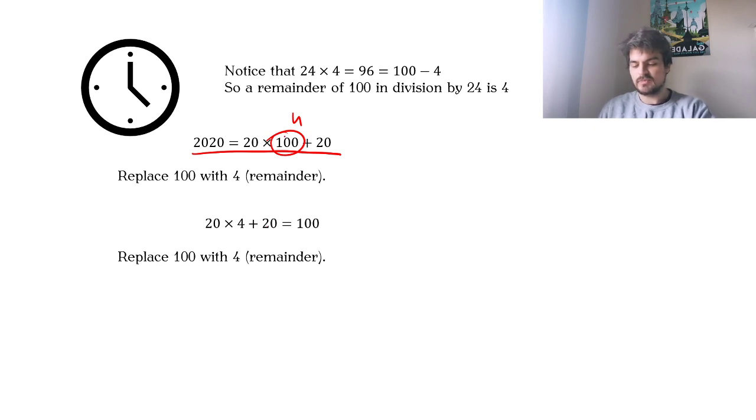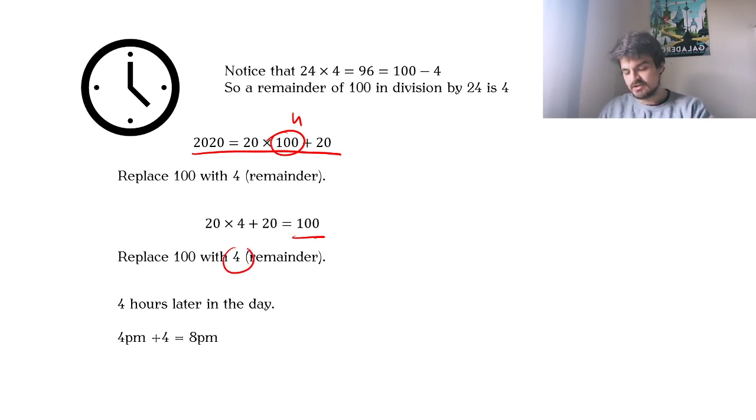We just replaced this 100 with a 4, and we can replace the numbers in a product and in a sum with their remainders, so this is completely normal. So what we get is 100. We know that the remainder of 2020 in division by 24 is the same as the remainder of 100 in division by 24. And this is the case that I mentioned: the remainder of this number is also the remainder of the number that we had originally. And the remainder of this number is 4, because we've already found that out. So we can replace 100 with a 4 again, but that is it. This is the remainder modulo 24.